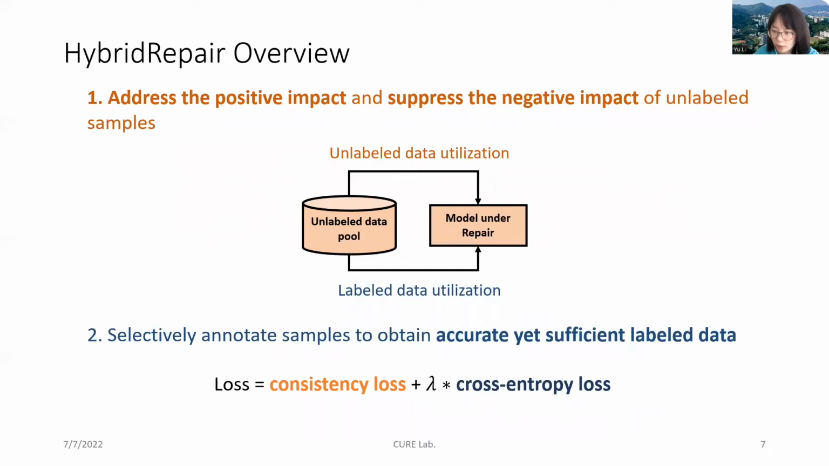Motivated by the above, we propose to combine the utilization of the unlabeled data and labeled data for model repair. For unlabeled data, our main goal is to address their positive impacts and suppress their negative impacts. With the limited labeling budget, our goal is to selectively annotate some samples to obtain accurate yet sufficient labeled data. The final loss function of our method contains two parts: the consistency loss evaluated for the unlabeled data and the standard cross-entropy loss evaluated for the labeled data, including the original training data and the newly labeled data. The lambda is a hyperparameter that balances these two losses.